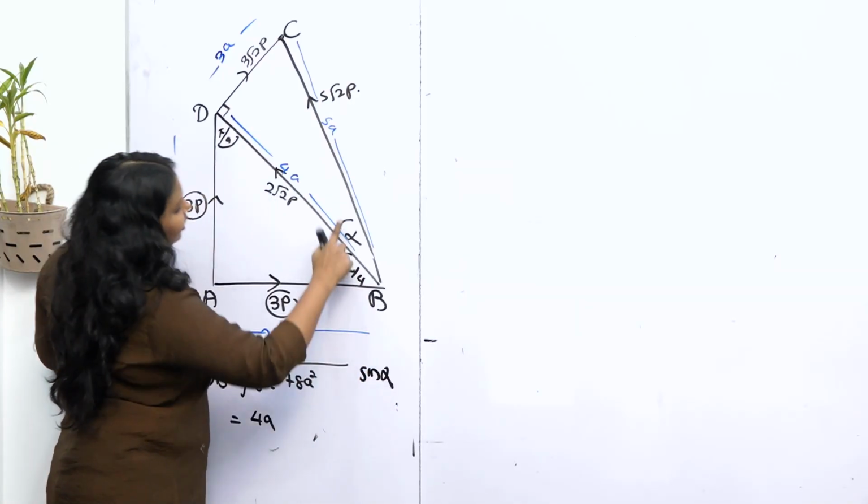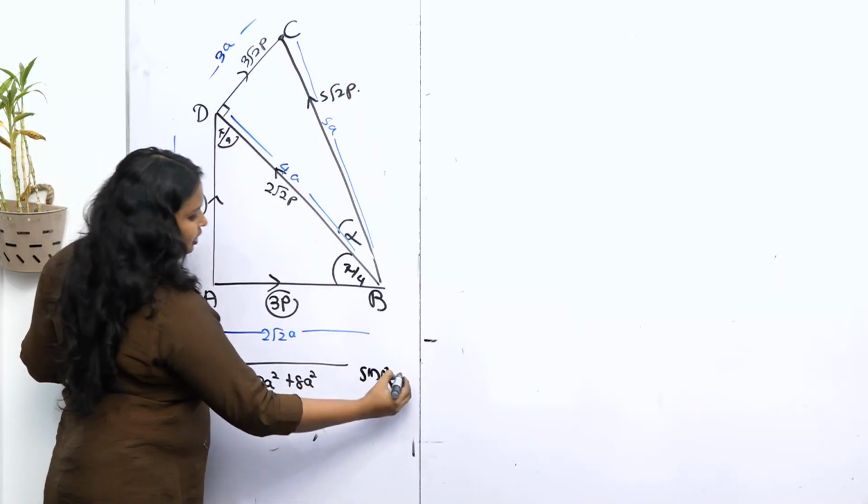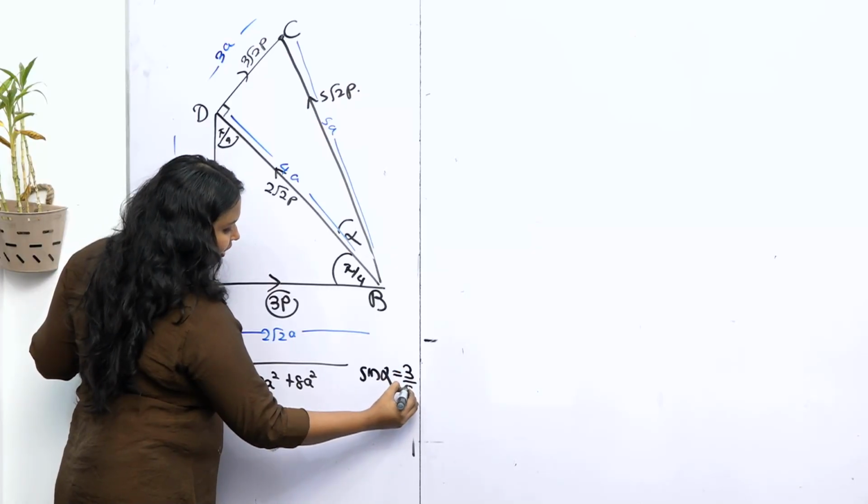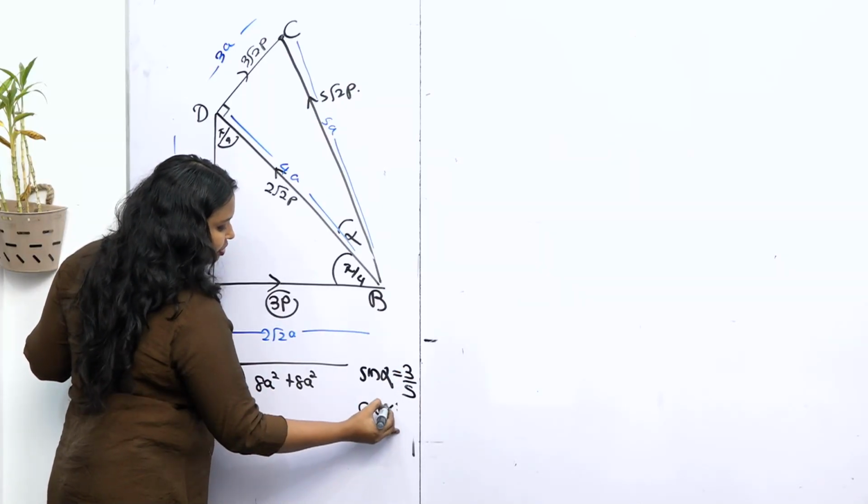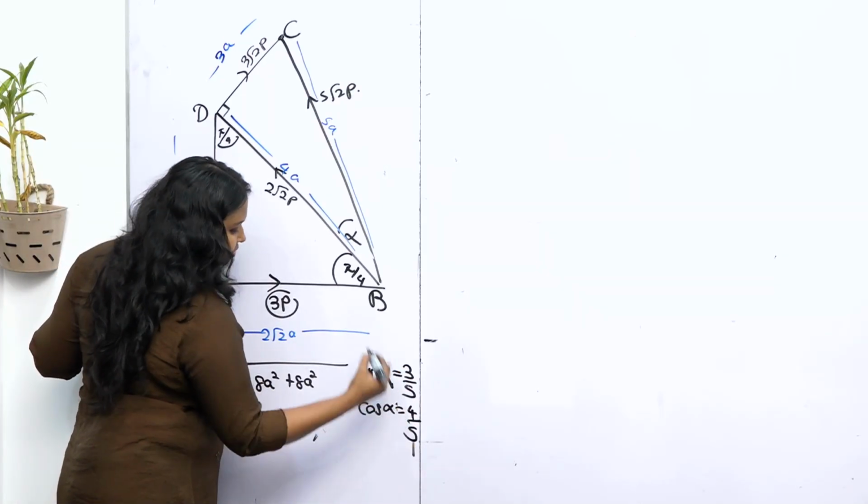What is sin alpha? Opposite side over hypotenuse. So 3 over 5, 3a over 5a. So we are getting 3 over 5, and cos alpha we can find as 4 over 5.